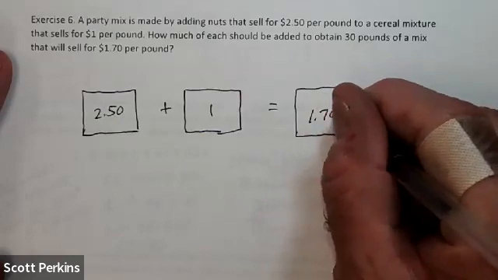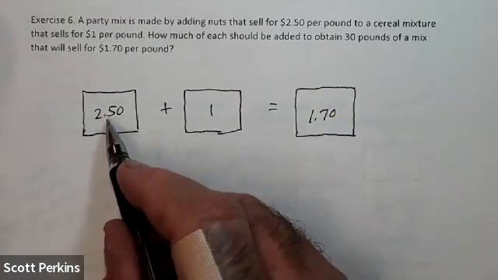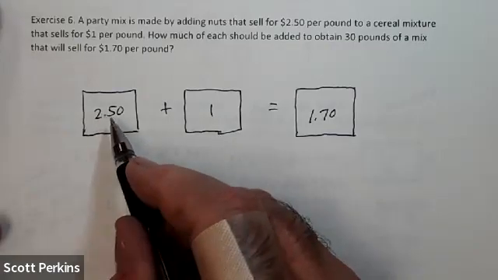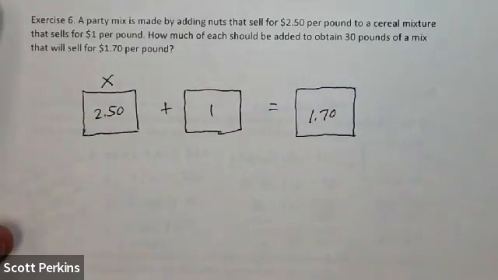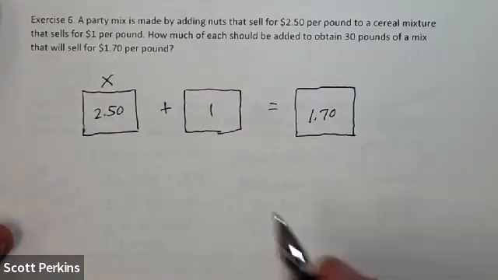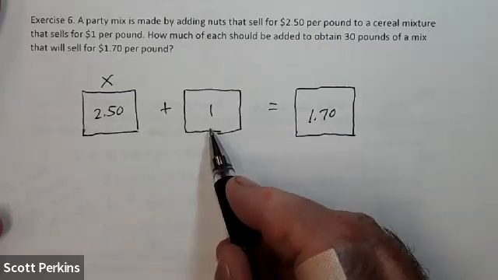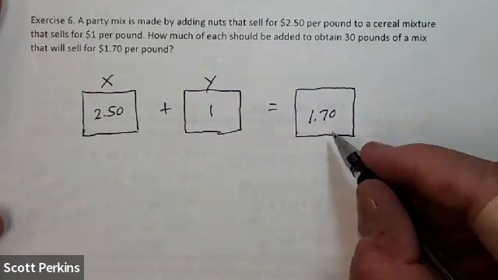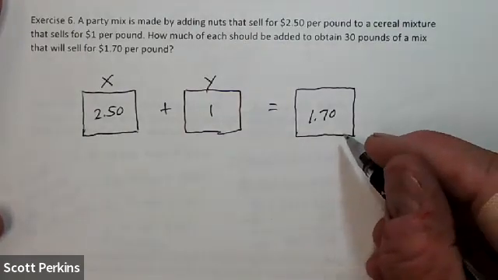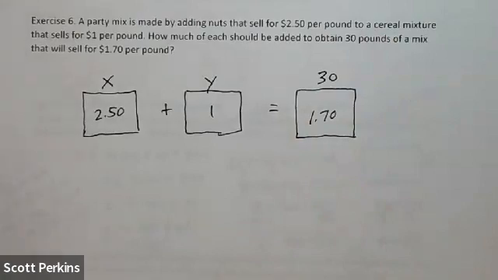Okay, great. According to the problem, let's fill in the total amounts. How much of the $2.50 nuts are we going to add? We don't know, so we're going to call that X, or whatever your favorite letter is. Use your initials, it doesn't matter. Okay. How about the second one? How much of the cereal mix are we going to put in? Again, we don't know. We're going to call that Y. How much do we want this to add up to at the very end? 30 pounds, for sure. That gives me my first equation. X plus Y is 30. We'll write that down in a minute.